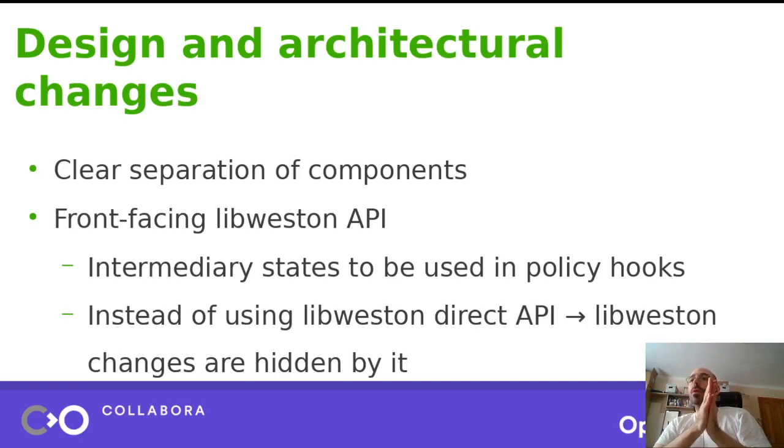Another idea would be to have some front-facing libweston API. This will allow us to have some intermediary states to be used in the policy hooks. The policy hooks are not reactive, while you can modify the internal state of the compositor using them. If you're going to have another request that does pretty much the same, that will not be that good. So a front-facing libweston API would provide some API to avoid that, and also to hide those modifications if there are any changes in the libweston.